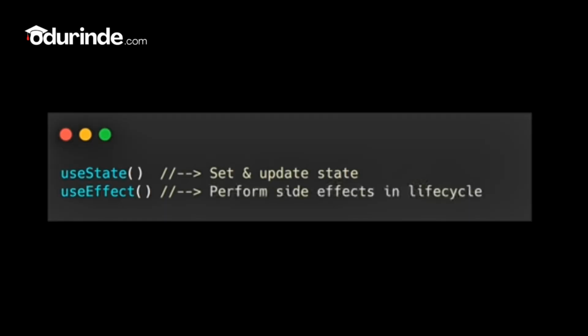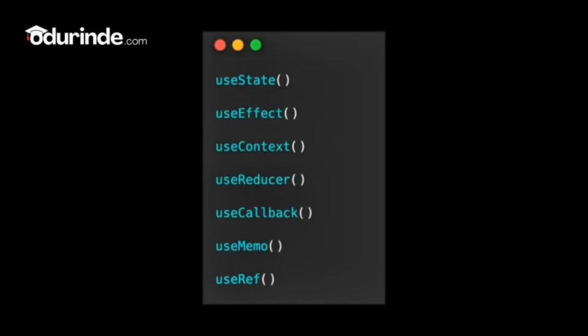The two most common hooks that you'll probably be using when you first start are going to be useState, which lets us set and update our state in a component, and useEffect. This is simply a function that allows us to manage our component lifecycle. React gives us a whole list of built-in hooks, along with the ability to create your own custom hooks.